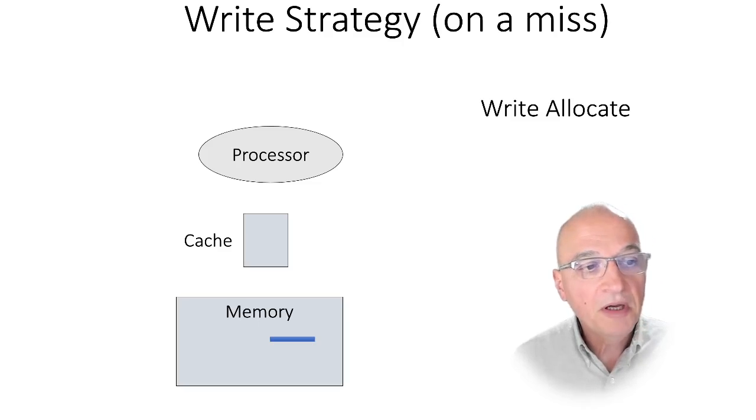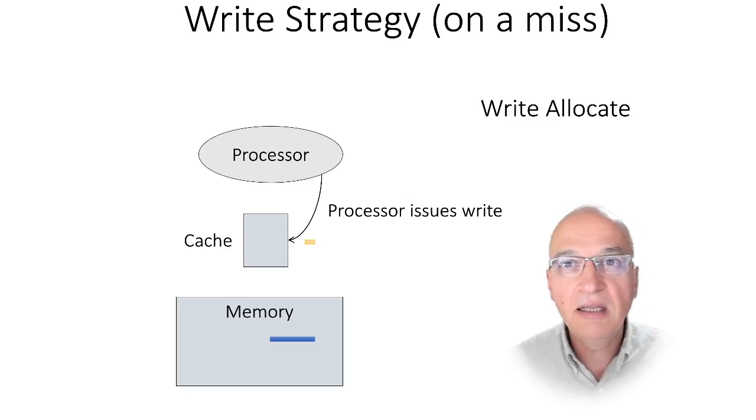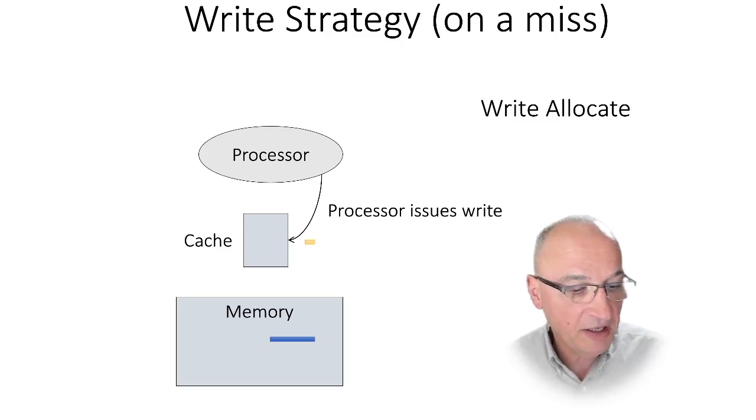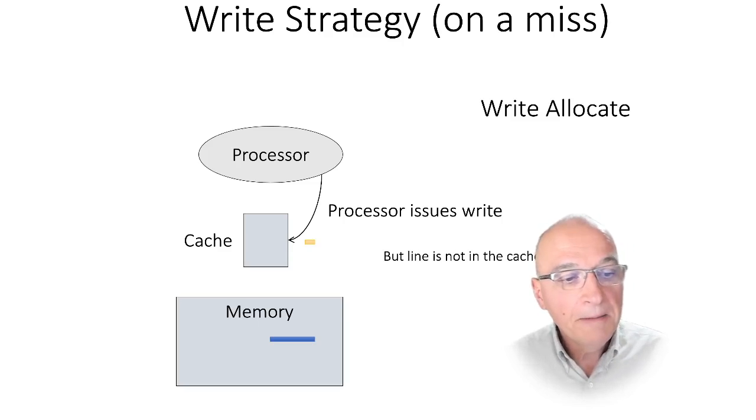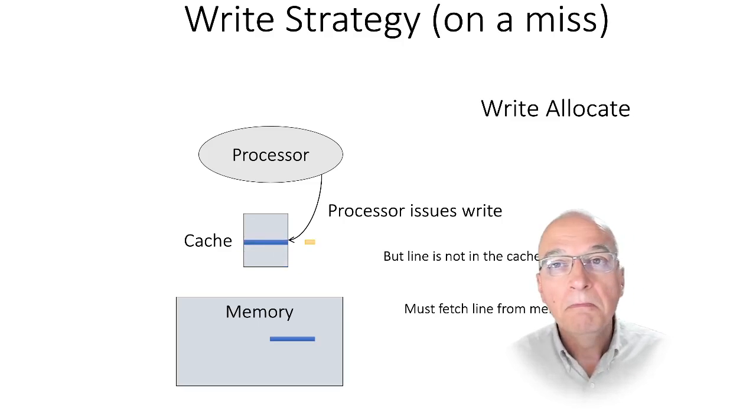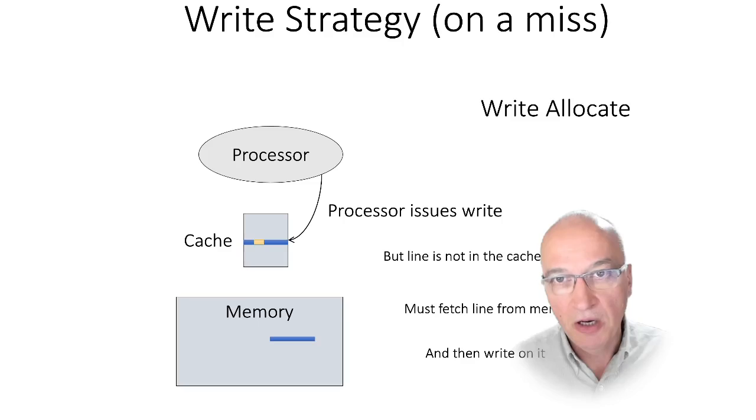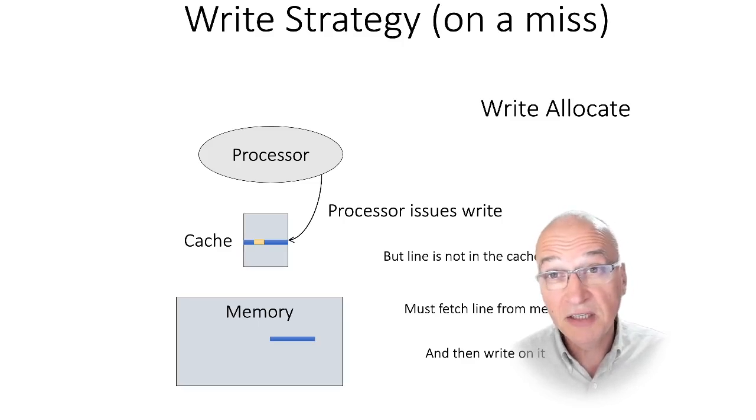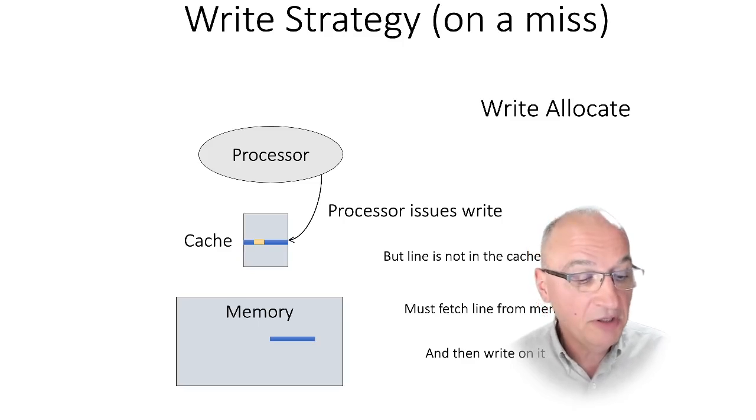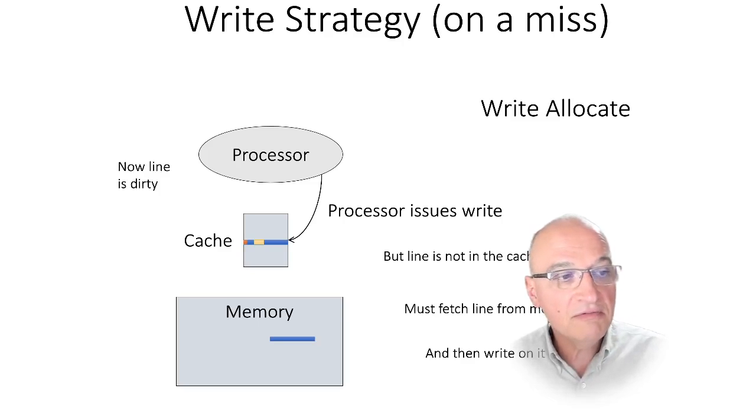In the write allocate policy, the processor is going to issue a write, and the write gets to the cache, and the line is not in the cache, so the block is not in the cache. In this case, what the processor is going to do is fetch the entire block from the memory, make room for it in the cache, and then write on that block. So this is equivalent to the write back policy, but we call it write allocate because it's for the case of a miss. And then we're going to write it.